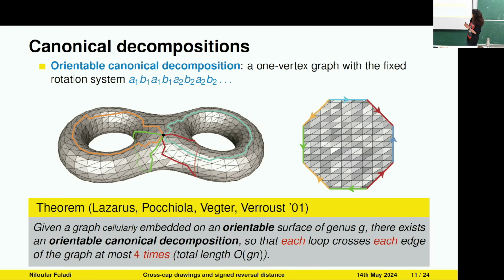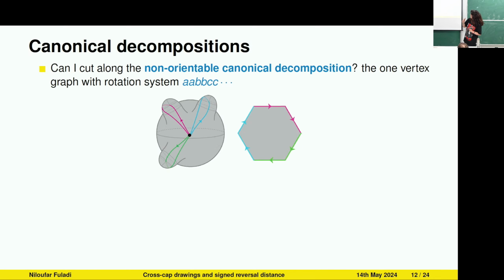There is a theorem by Lazarus, Pocchiola, Vegter, and Verroust that given any graph that is embeddable on an orientable surface, you can always compute such a decomposition such that every loop of this decomposition crosses each edge of the graph at most 4 times. So it's constant, and the total length of the decomposition would be order of gn. This is considered quite short. But what about non-orientable surfaces?